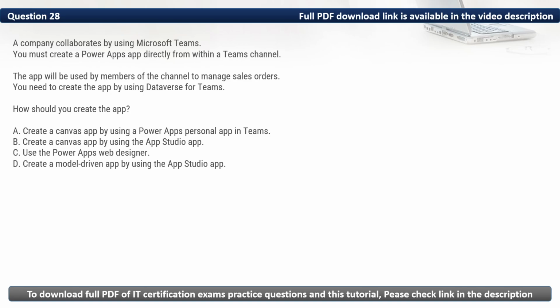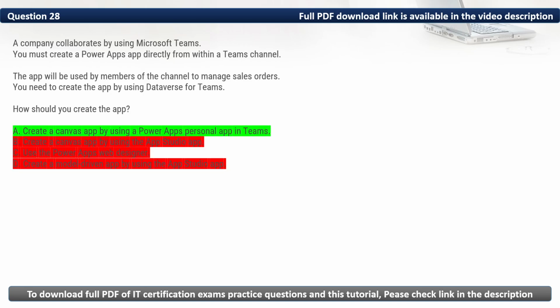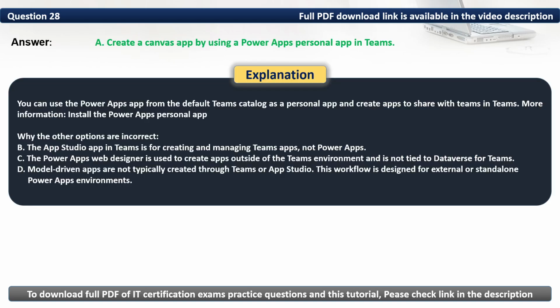Then we have D. Create a model-driven app by using the App Studio app. Model-driven apps are not typically created through Teams or App Studio. This workflow is designed for external or standalone Power Apps environments. As such, we should create a Canvas app by using a Power Apps personal app in Teams. Thus, the correct option is A.